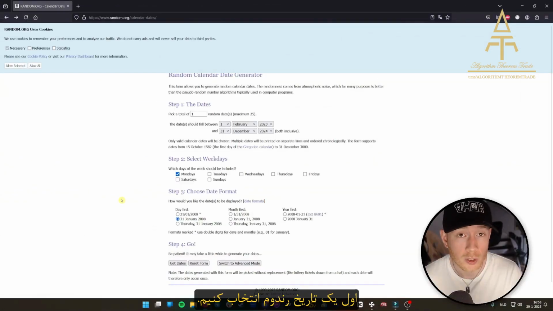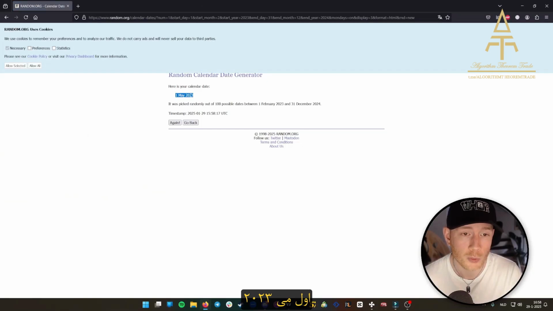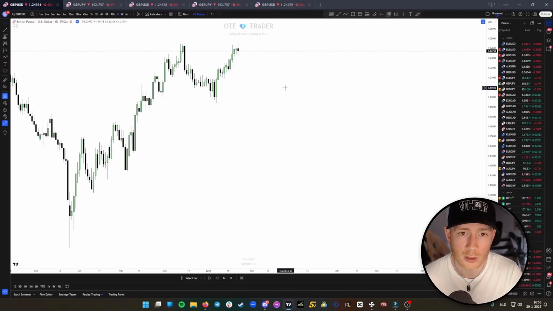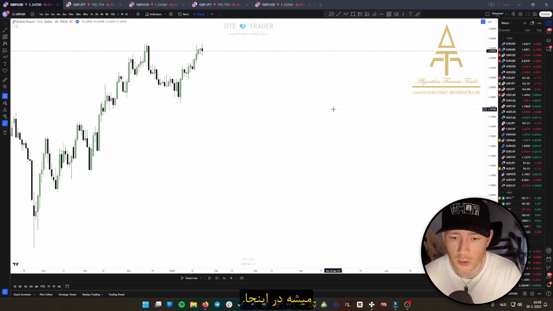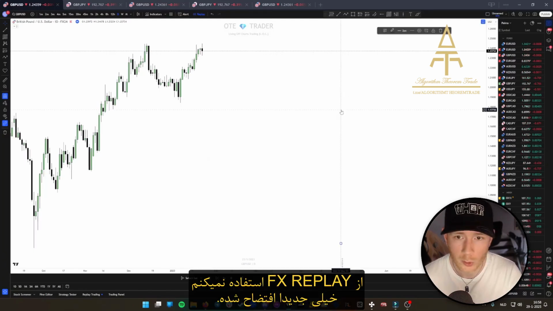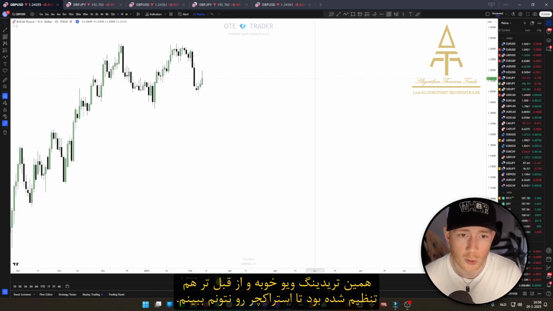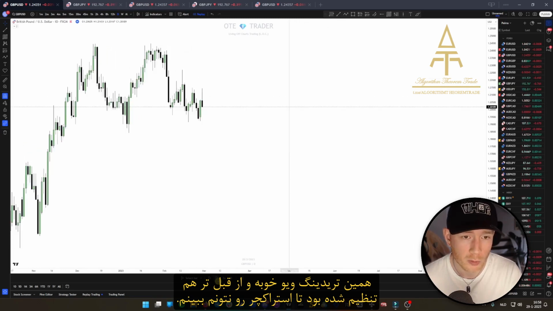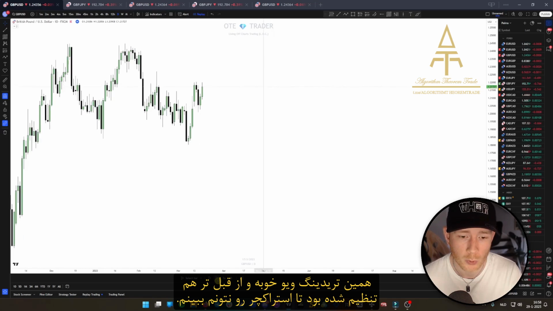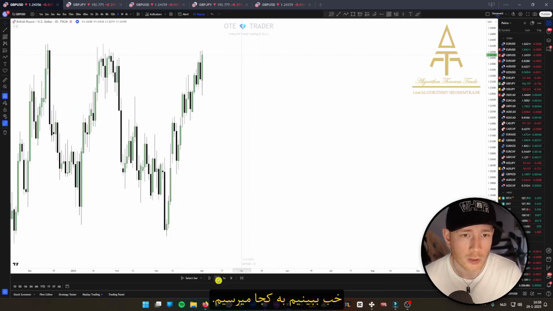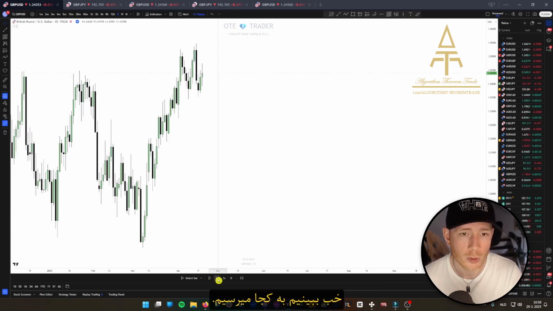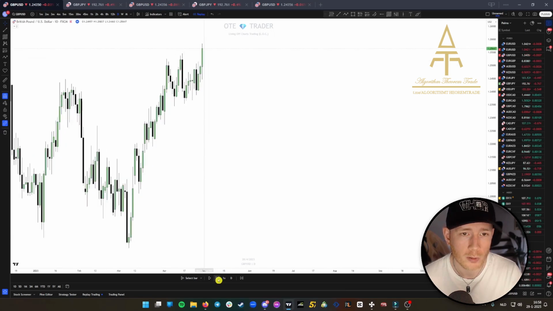Right, so first of all, let's pick a random date. We got 1st of May 2023. Let's scroll over here so I know where it is. I already put TradingView back. I don't use my FX Replay anymore. It looks absolutely terrible right now, so I'm just going to use TradingView. And I put it all the way back over here already so I can know what the structure is before. So let's go here, see where we end up.